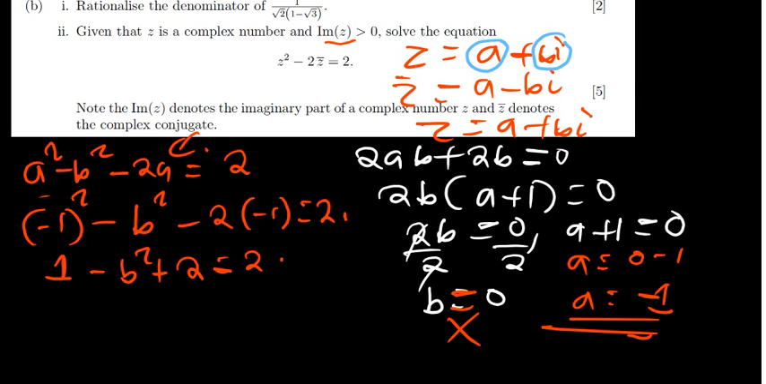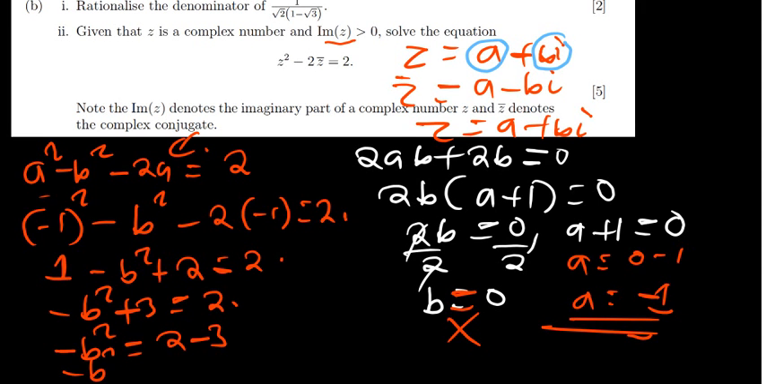I can see that I'm going to have negative b squared plus 3. 1 plus 2 is 3, is equal to 2. Negative b squared is going to be equal to 2 minus 3. Negative b squared is going to be equal to negative 1. Negative and negative cancel, therefore b squared will be equal to 1. Now from here we have to find the value of b.